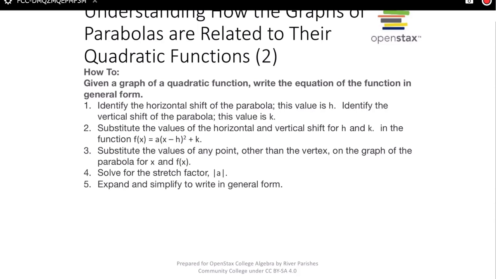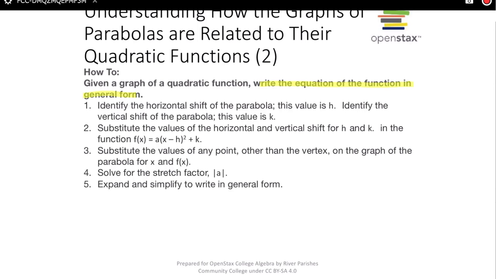Okay, so this is part 2 of Quadratic Functions, section 5.1, and we're picking up with the next slide. So we're going to see how, given a graph of a quadratic function, we can write the equation of the function in general form.